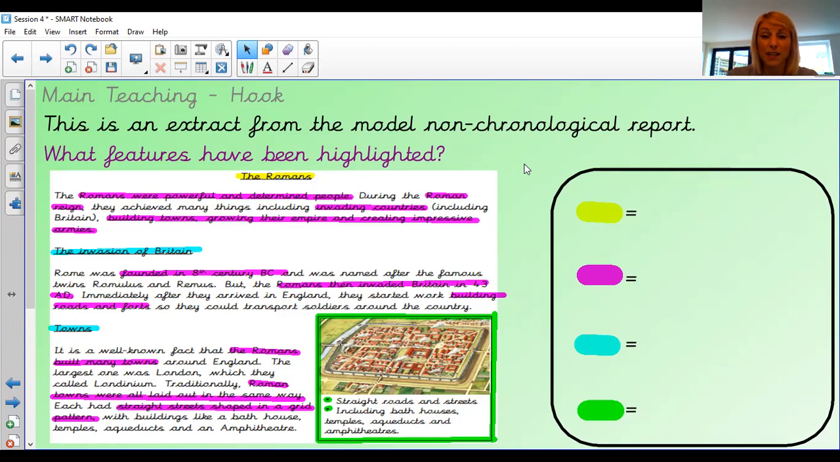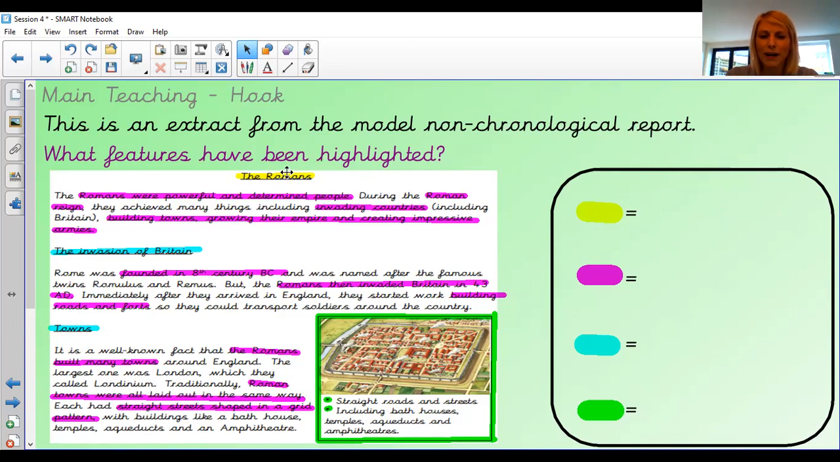So if you're working with somebody at home or you're together in school with our key work group, you could have a discussion about these highlighted bits and see if you can identify what feature it is. So do pause the video as and when you need to. If you're working on your own, don't worry, just think to yourself, and then we'll have a look at the answers in just a moment.